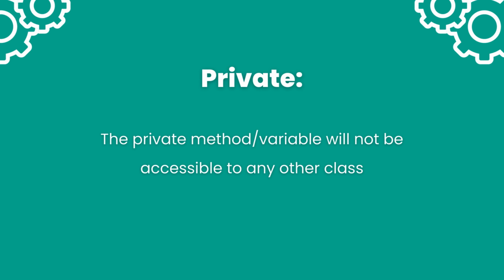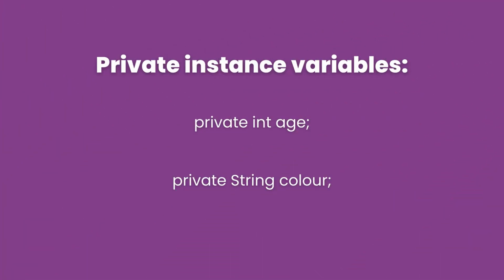Now this private keyword doesn't just apply to methods. I can also make my instance variables private. That's right. So, if I make my instance variables private, then again, no other class can access them. To make an instance variable private, I just have to put the keyword private before I declare it. So, for example, I could write private int age or private String color.